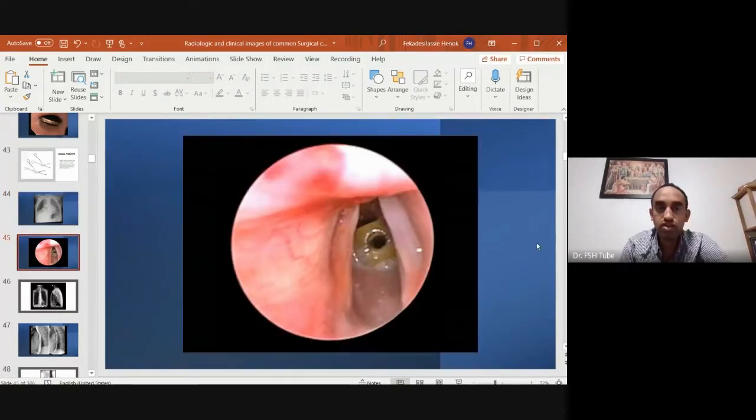Where do you think is the foreign body? This is an endoscopic view. There is a foreign body sitting here, right? Subglottic, excellent. This is the epiglottis. These are the vocal cords, right? You see the vocal cords? So this is subglottic. It's high in the trachea, just below the vocal cords. So this is an aspiration. This is not a swallow.